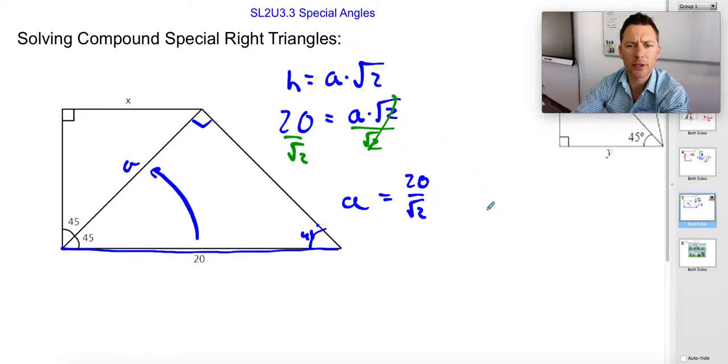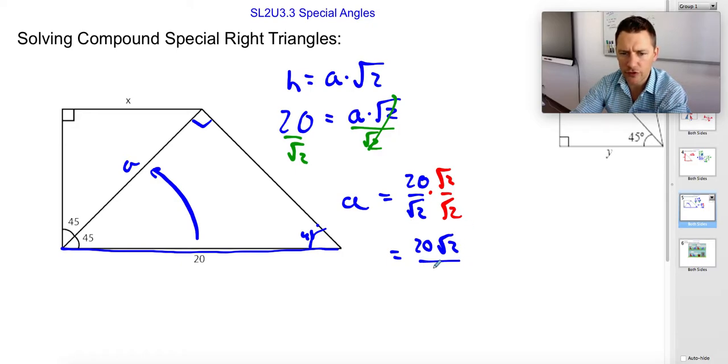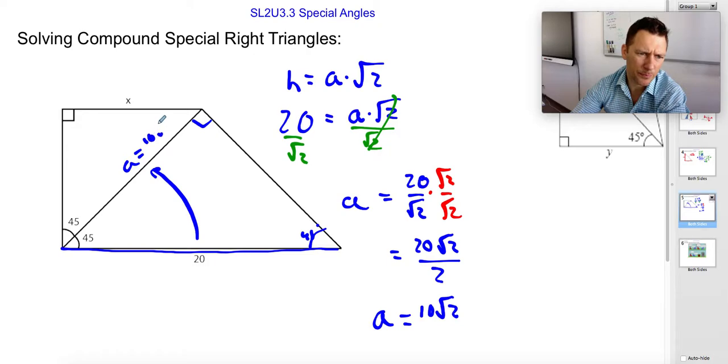Because we're math champions, we'll rationalize the denominator, and you'll end up with 20 root 2 over root 2 times itself, which is just 2. So 10 root 2 should be A. Okay, great. So let's write that in there, 10 root 2. We weren't asked for A. We were asked for X right there.